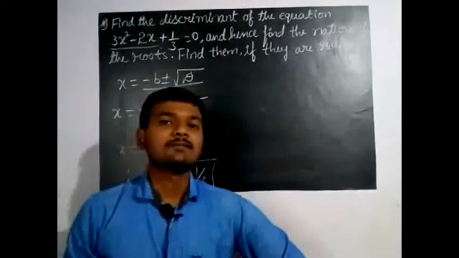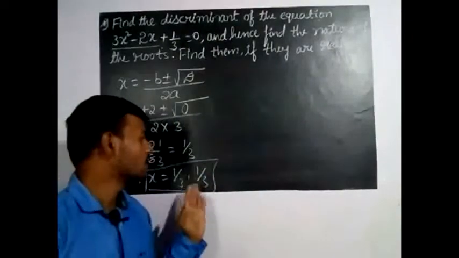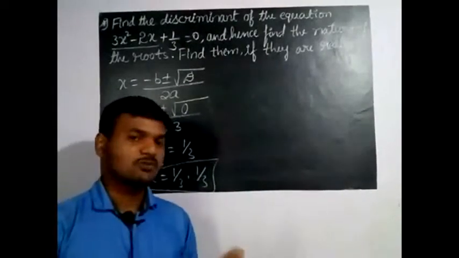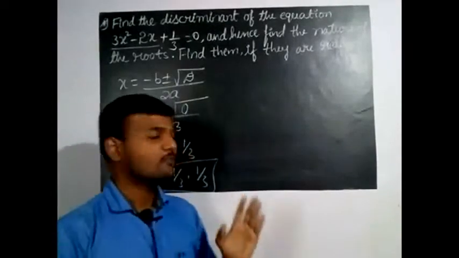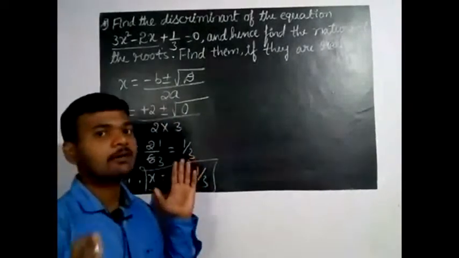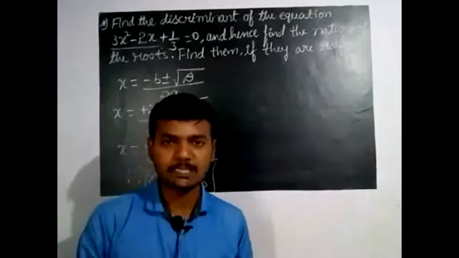You may have the confusion: sir, the root obtained is only 1, then how can you write 2 roots? A quadratic equation always has 2 roots. If only a single root is obtained, consider it double. So let us discuss the next example.